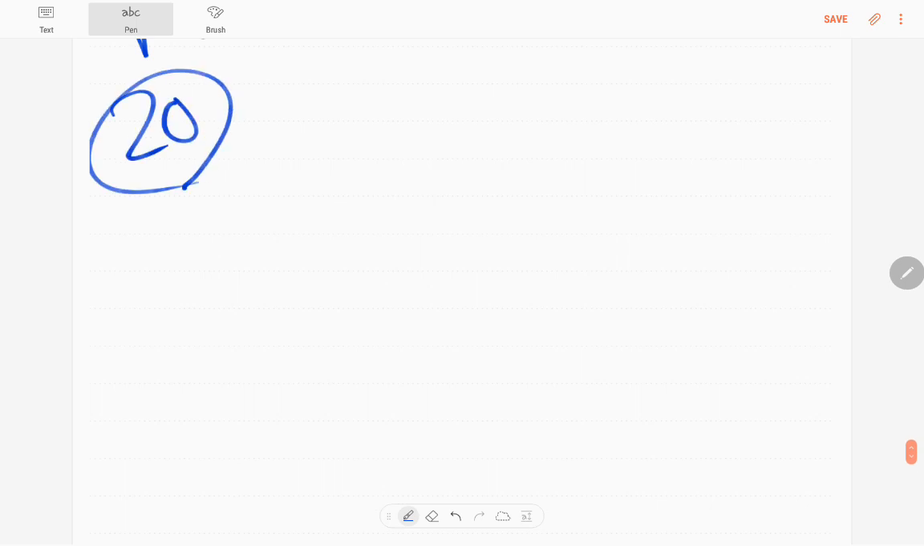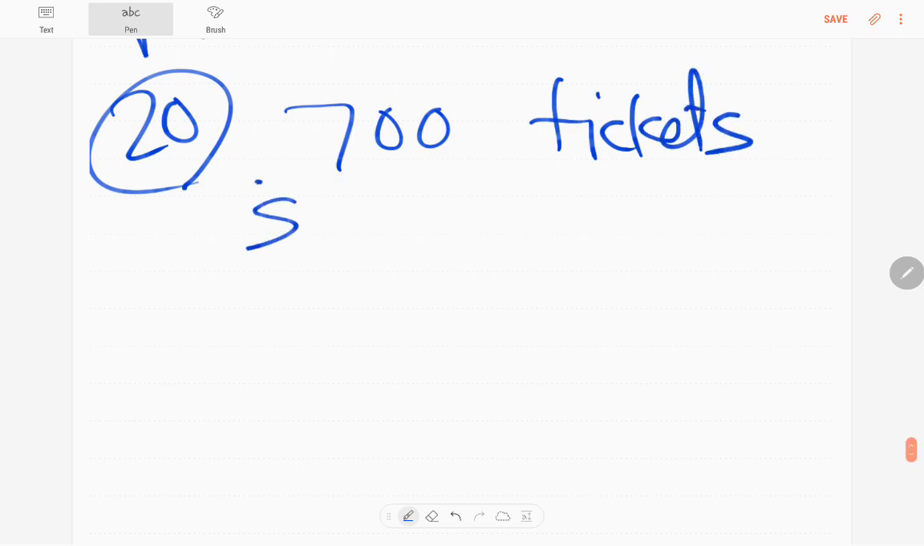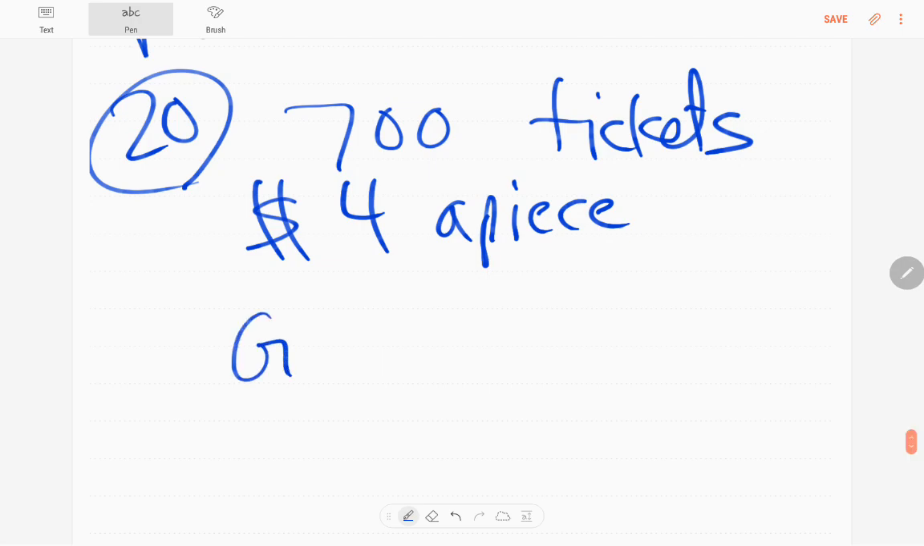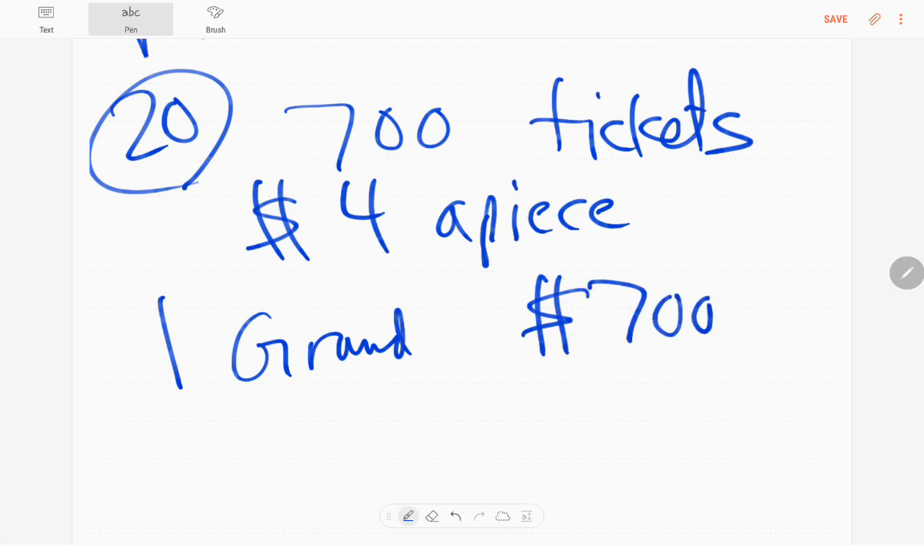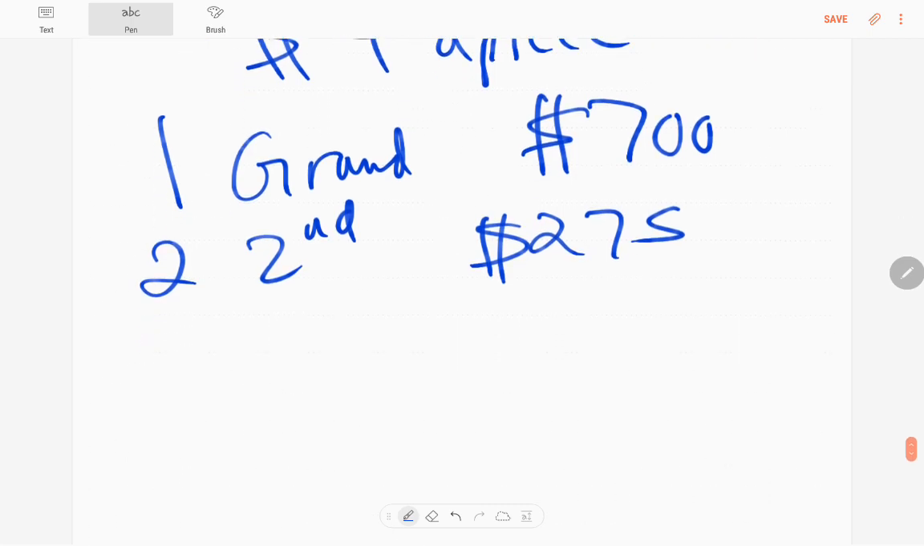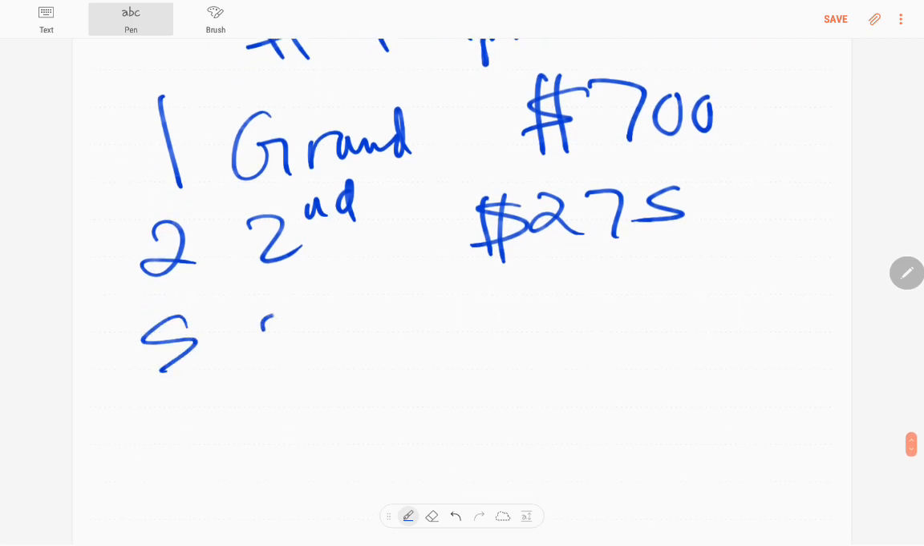700 tickets are sold at $4 a piece for a raffle. There's a grand prize of $700, 2 second prizes of $275, and 5 third prizes of $100. Calculate the expected value. So we have 700 tickets total, $4 a piece. So we've got 1 grand prize for $700, 2 second prizes at $275, 5 third prizes of $100.